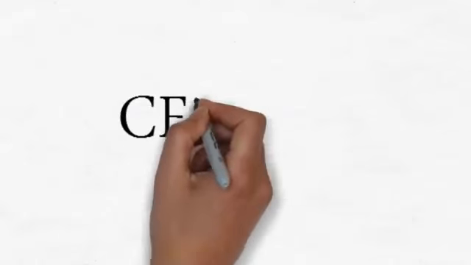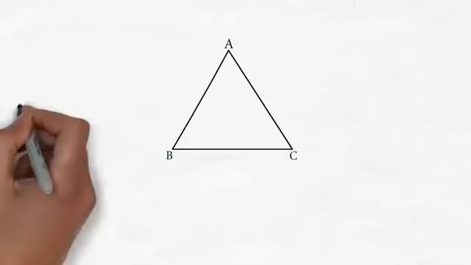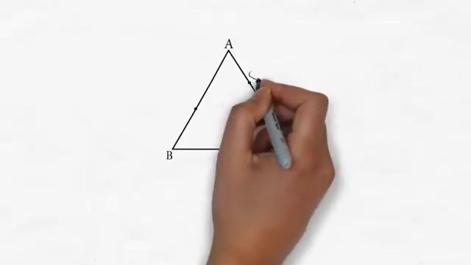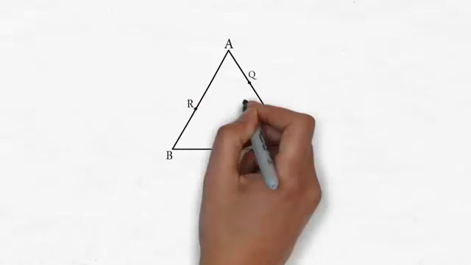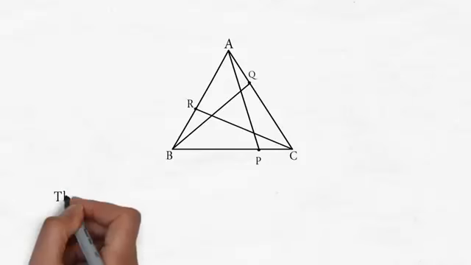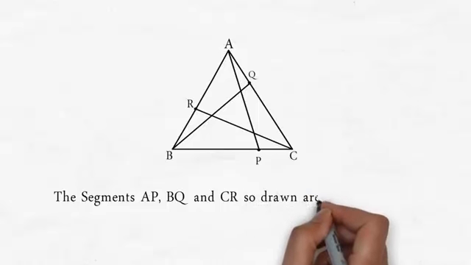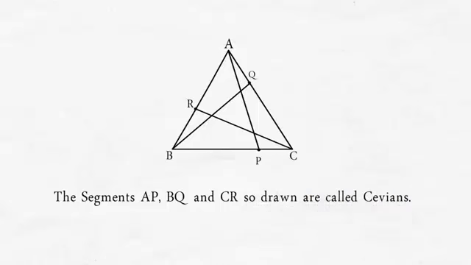Hello students. Today let's learn cevians. A cevian is a line segment which joins a vertex of a triangle with a point on the opposite side. Draw triangle ABC. Take 3 points P, Q, and R. Join them with a vertex opposite to each of them. The segments AP, BQ, and CR so drawn are called cevians.